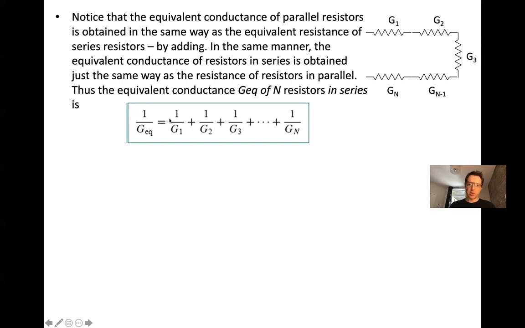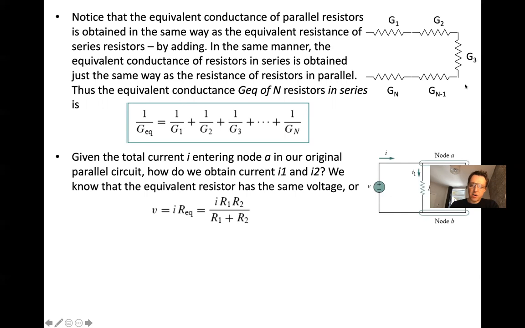Well, it turns out that when the resistors are connected in series and you want to combine them in terms of conductances, you apply the reciprocal rule, namely 1 over the equivalent conductance is equal to the sum of the reciprocals of the individual conductances. So you would not normally do this, but we point this out to show the duality between series and parallel and resistance and conductance.